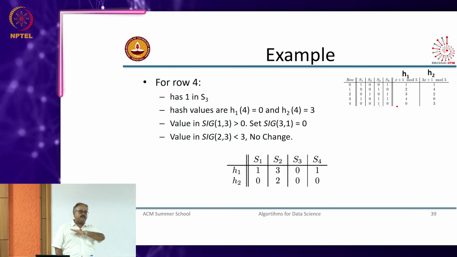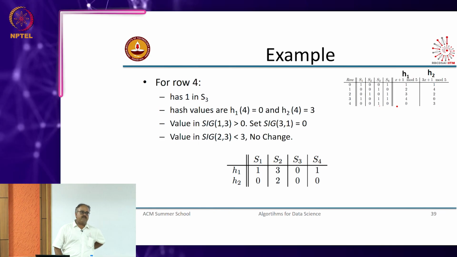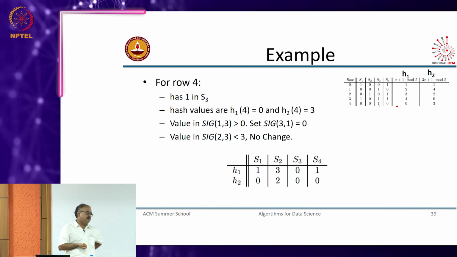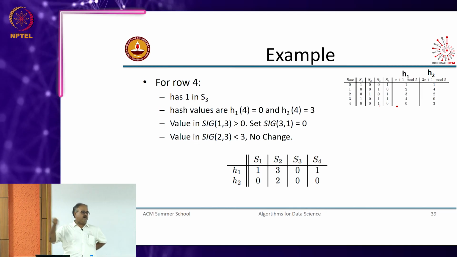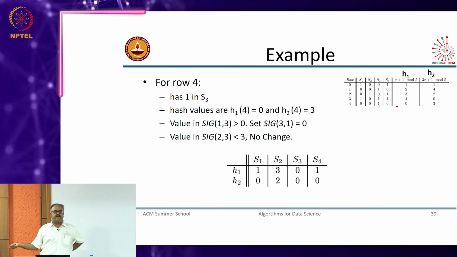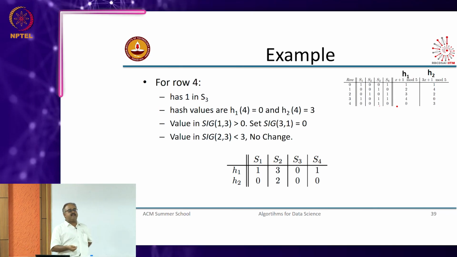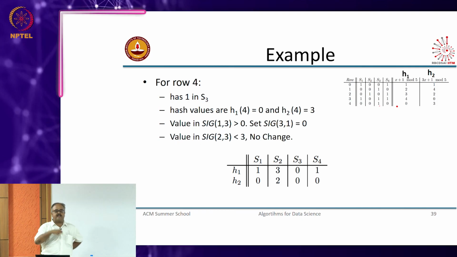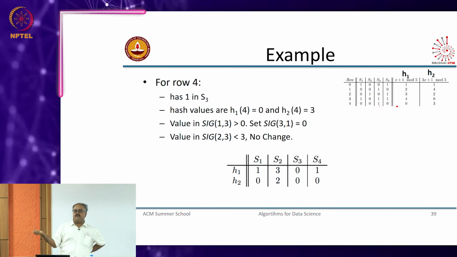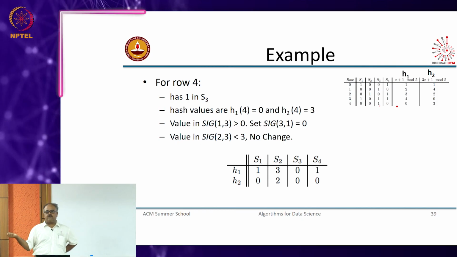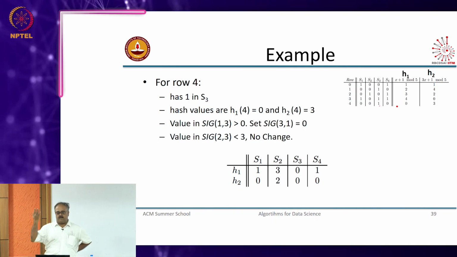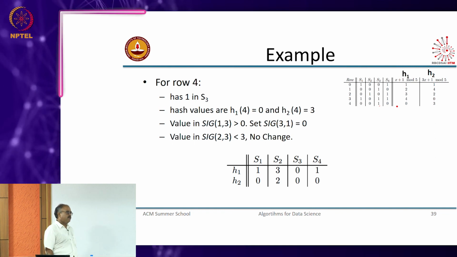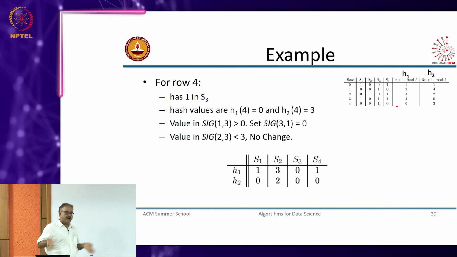So I start off by saying, okay, all placeholders, and whenever I come to a 1 in the matrix, I look at the corresponding permutation and see where it sends the 1 to. If my current signature is larger than where the 1 is going, then I'll replace the current signature with that location. If the current signature is lesser than where the 1 is going, I'll leave it as it is, right. And one scan through all the rows allows me to compute in parallel all the signatures according to all the hash functions I am considering.